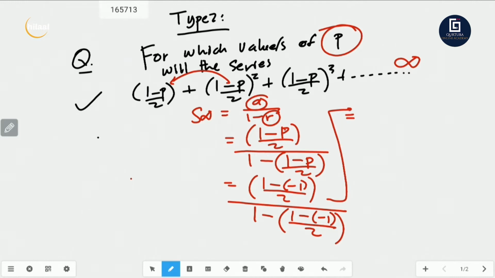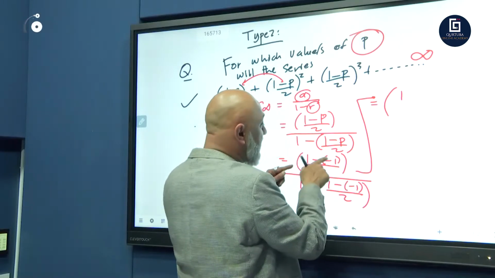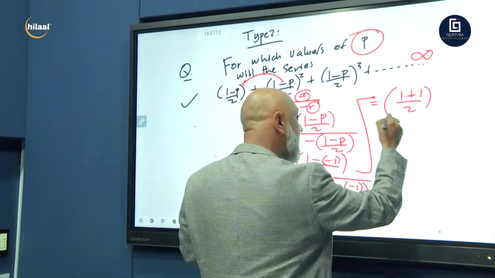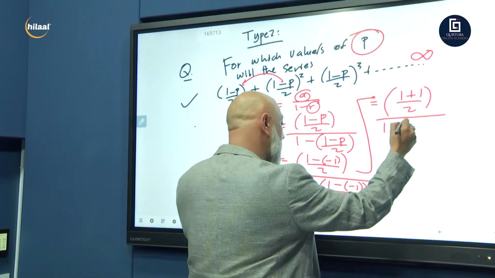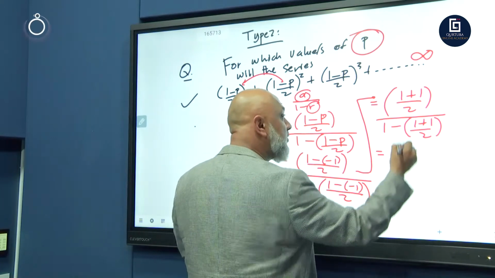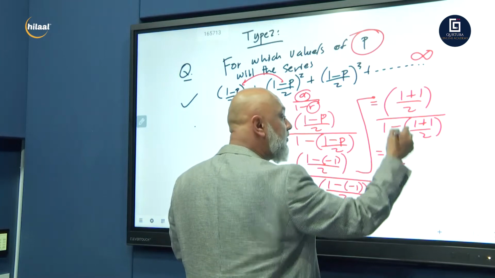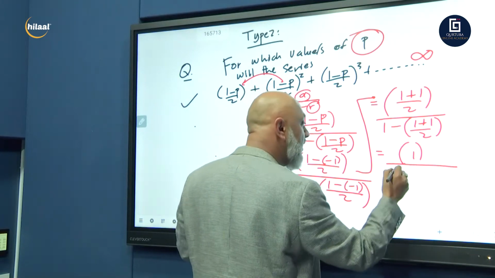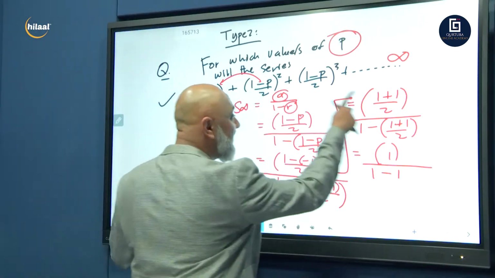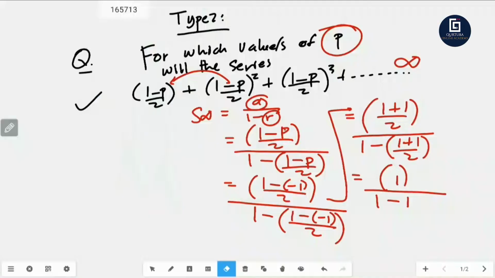So let's continue. This is equal to 1, negative times negative is a positive, so it's 1 plus 1 over 2 divided by 1 minus 1 plus 1 over 2. This is equal to 1 plus 1 is 2, 2 over 2 is 1, over 1 minus 2 over 2 is 1. So here's our calculation. We got 1 over 1 minus 1. Look what happens in this situation. We got a very strange situation happening here.